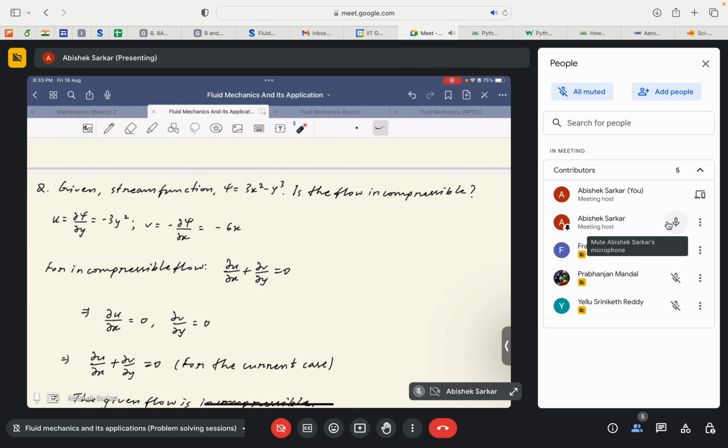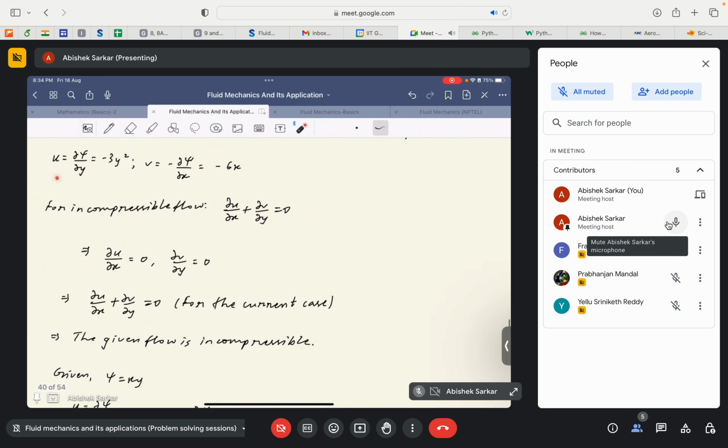So you know u is equal to dou psi by dou y. So we take the derivative of psi with respect to y, and we get minus 3y square. Then again, v is equal to minus dou psi by dou x. So we take the derivative of psi with respect to x with a minus sign ahead, and it will give us minus 6x.